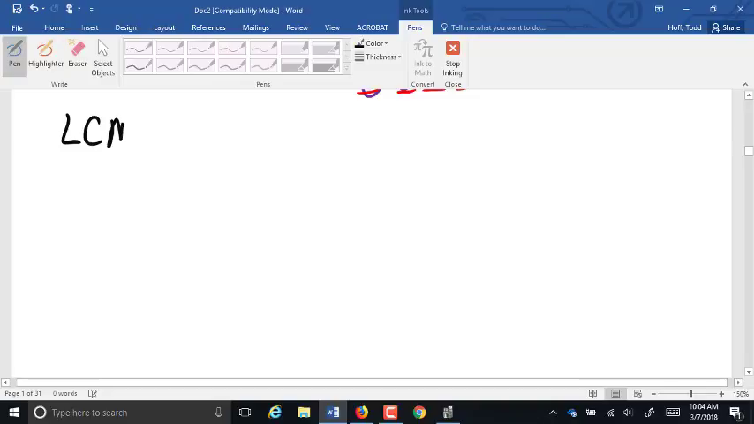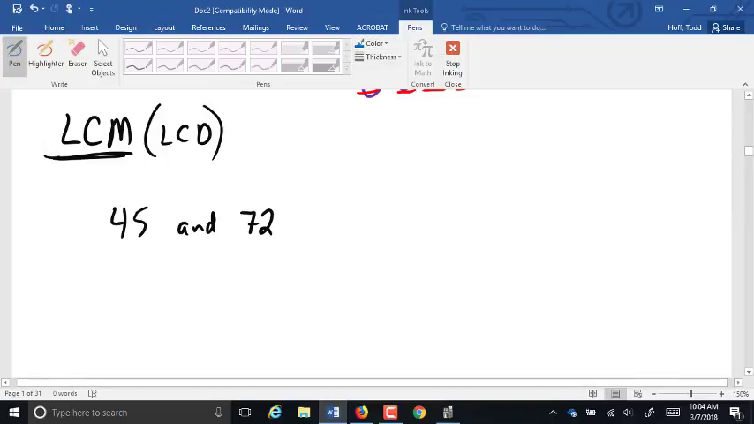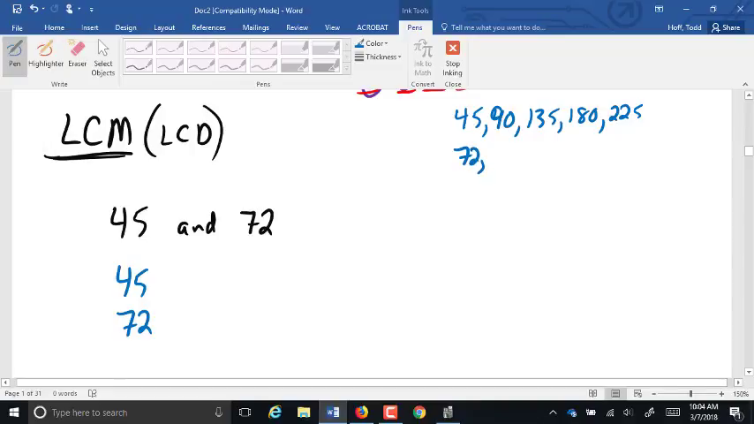If I ask you to find the LCM, least common multiple, remember that is similar to a least common denominator in fractions. If I ask you to find the least common multiple of 45 and 72, one way we can do it would be to make lists. You could do 45 plus another 45 is 90, plus another 45 is 135, plus another 45 is 180, and you can keep going like that. 72 plus 72 is 144, plus another 72 is 216, plus another 72 is 288, plus another 72 is 360. That's probably where we're going to end up matching. You can just do those lists.